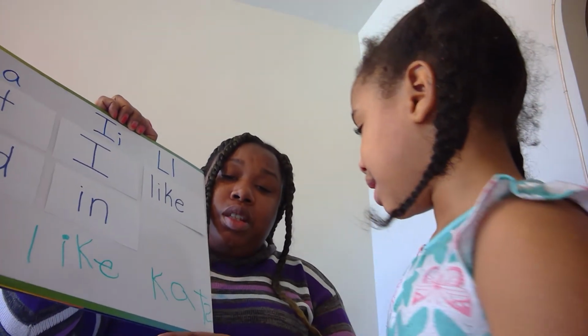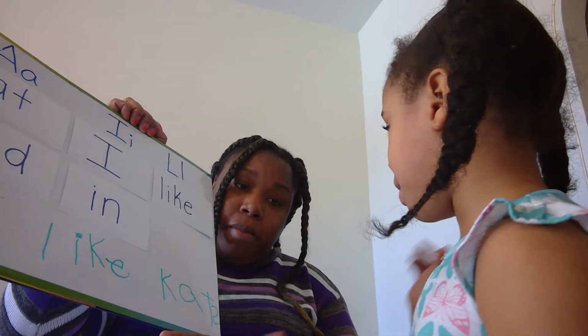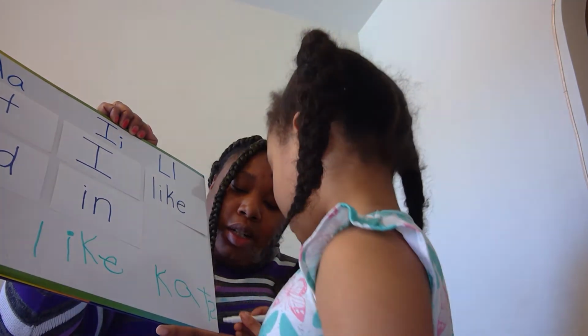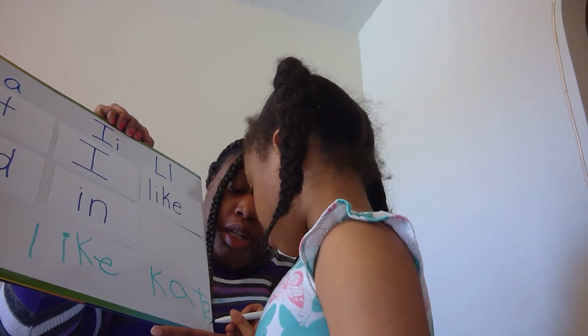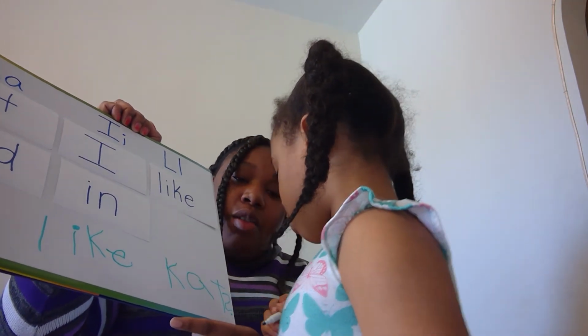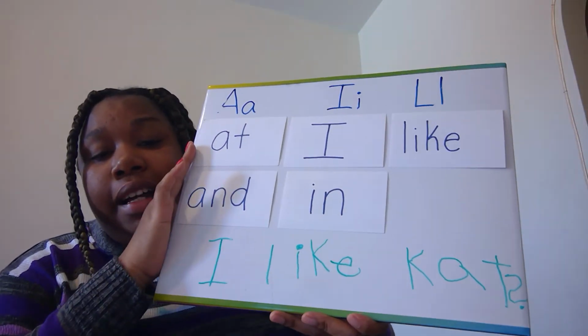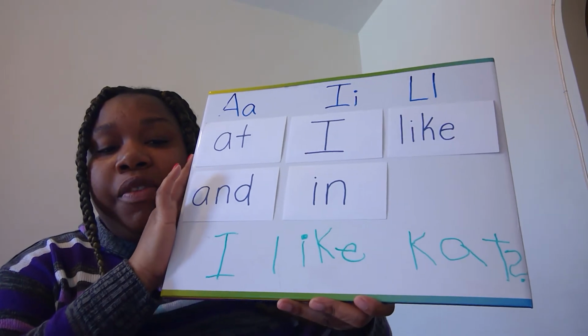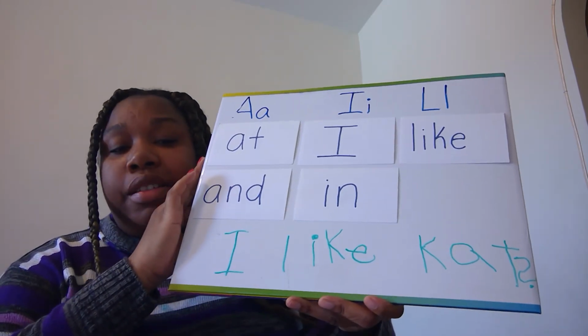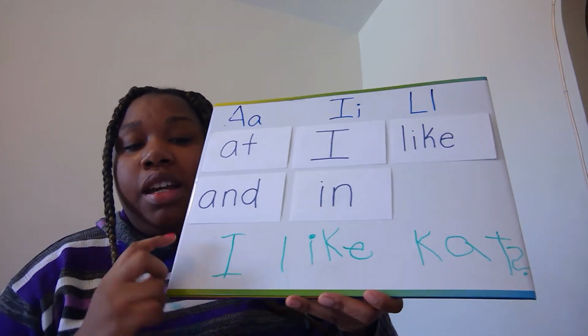Okay, and what goes at the end of a sentence? A period. Okay, so let's put the period because our sentence is done. It's only three words. All right, thank you. So as you can see, here is our sentence. I like cats.